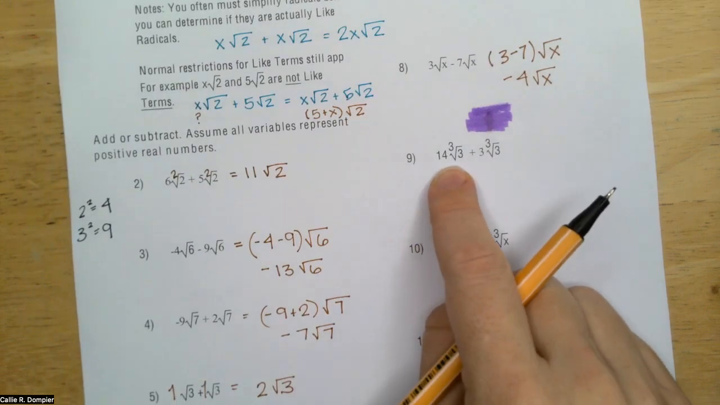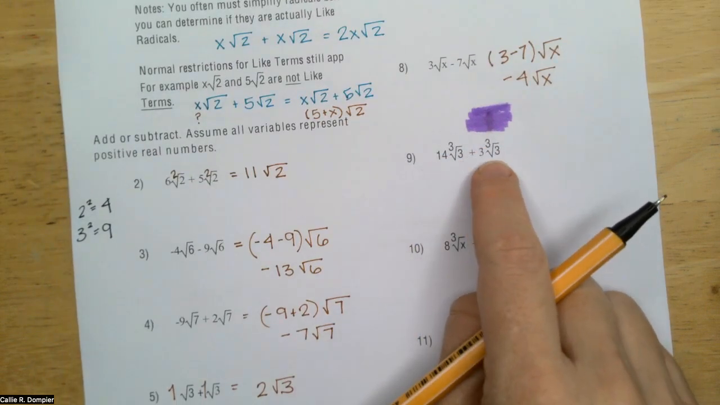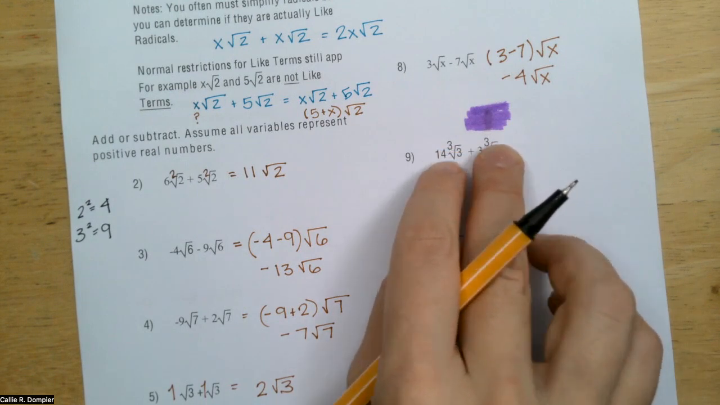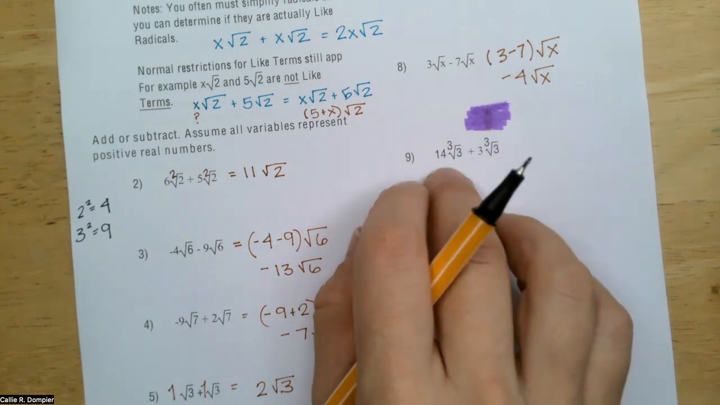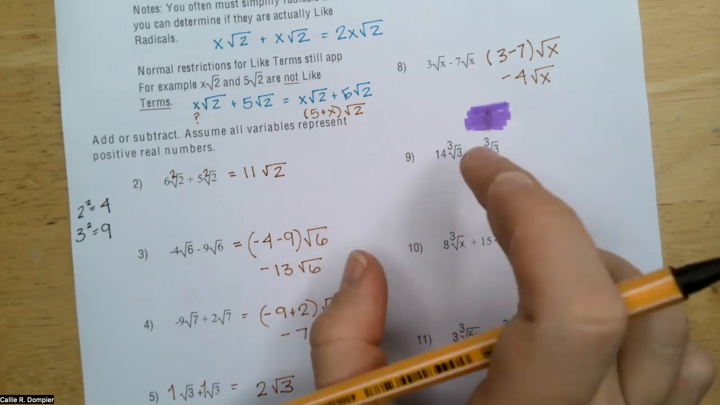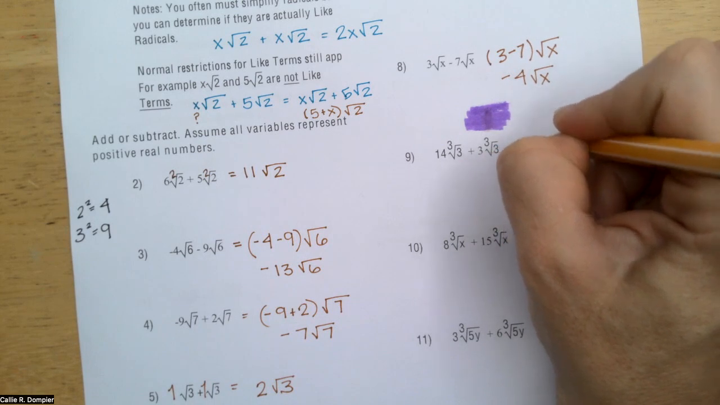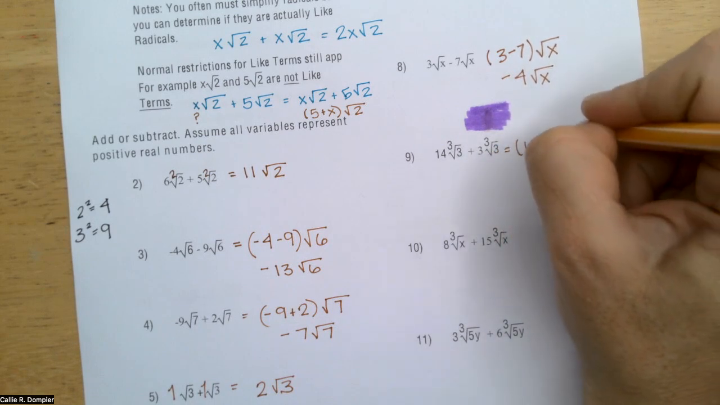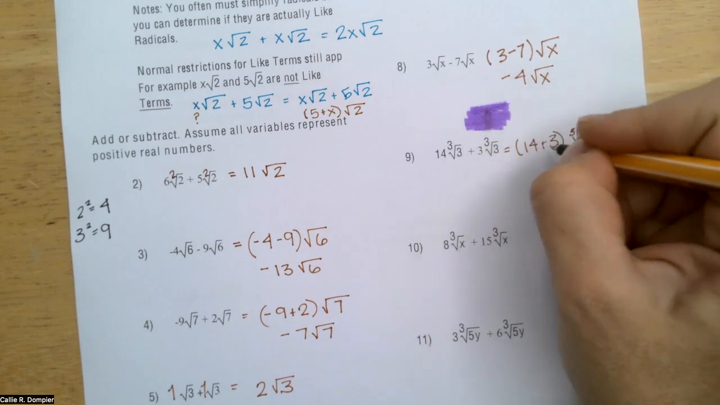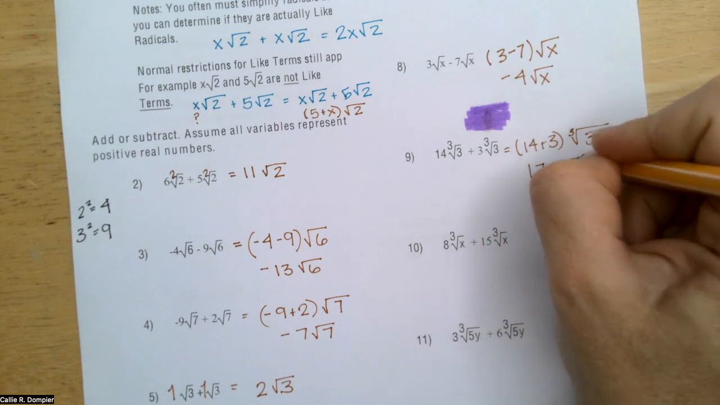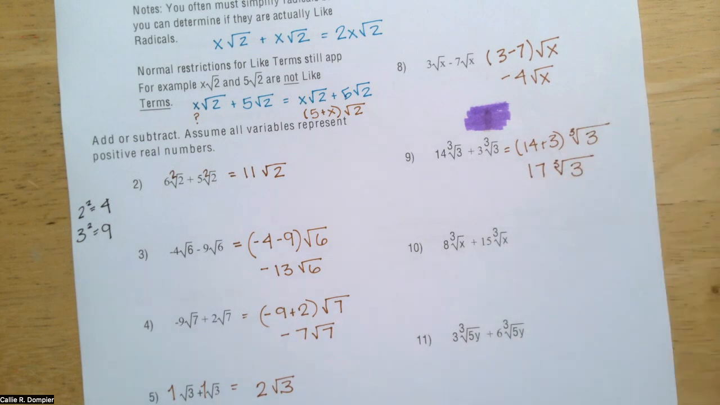Now we have a cubed root. The cubed root of 3 and the cubed root of 3. So that's the same index, same radicand. So we can combine them. We cannot simplify the cubed root of 3. 14 plus 3 of them. 14 and 3 is 17 cubed root 3.